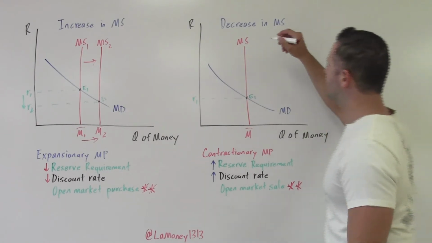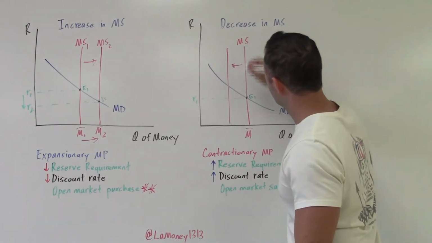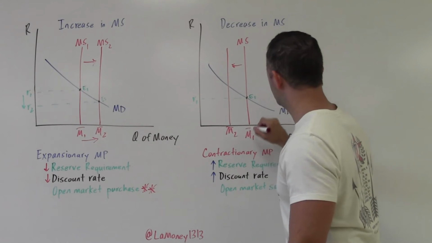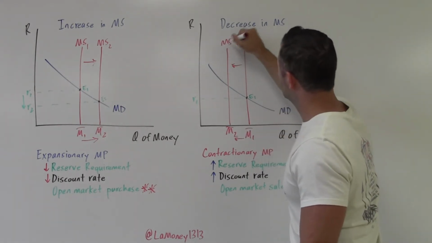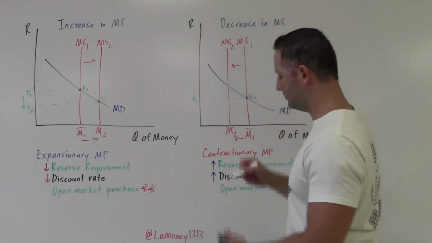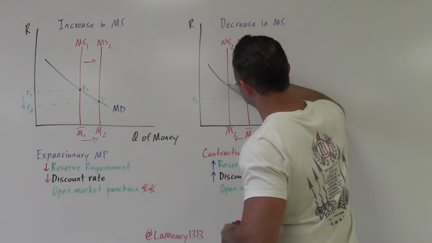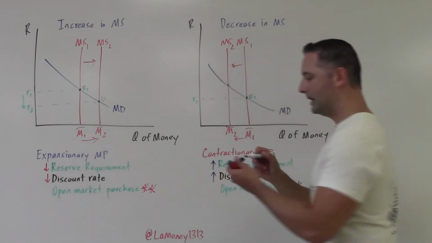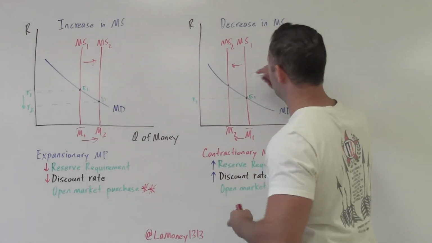Now we're talking about a decrease in the money supply, so it's going to shift left. So it looks like this, M1 and M2. Make sure we have everything labeled, 1 and 2. And then our interest rate is going to go up. Now with the open market sale, it works the opposite. This is where the Fed has $1 million in treasury bonds and they choose to sell them on the open market.